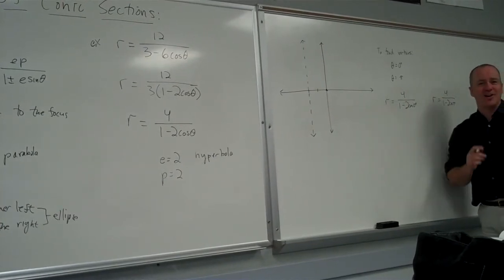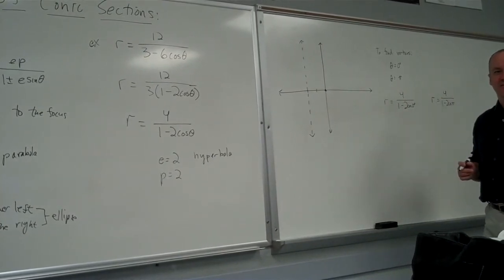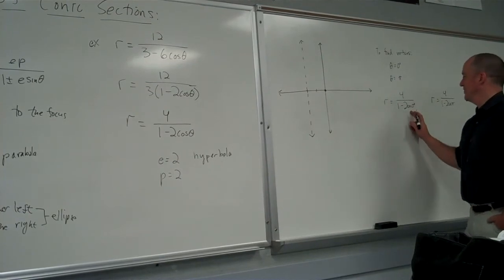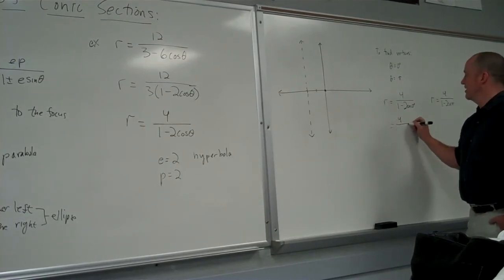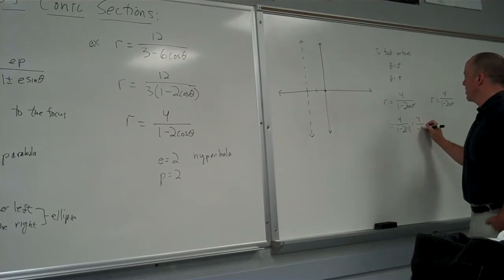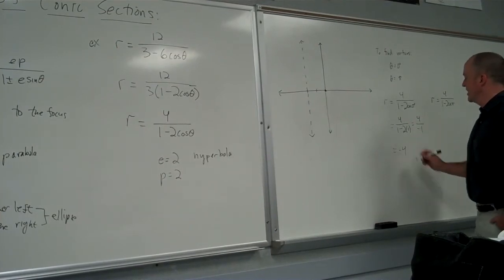Wait, no, because the cosine of 0 is going to be 1. I was thinking it would be negative 1. Right, and that's then the other one. Yep, 1 minus 2, so that's going to be 2 times 1, so this is going to be 4 over negative 1, so that's negative 4.